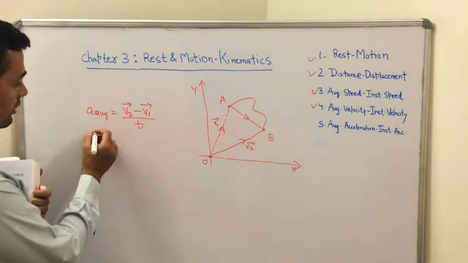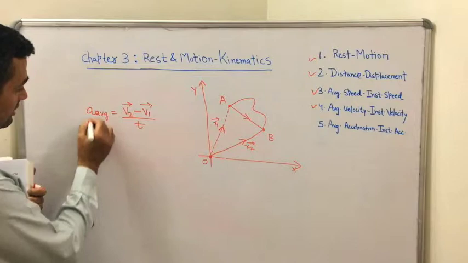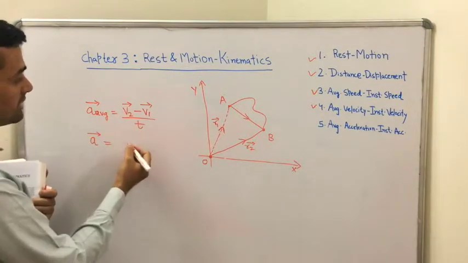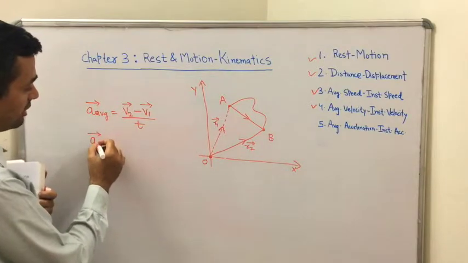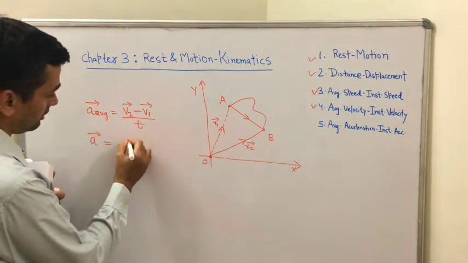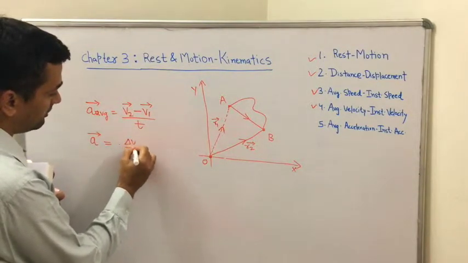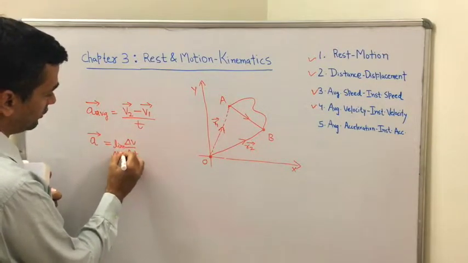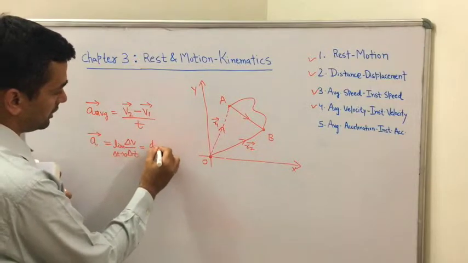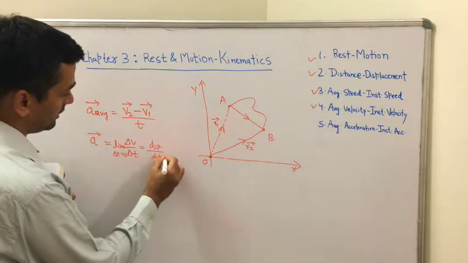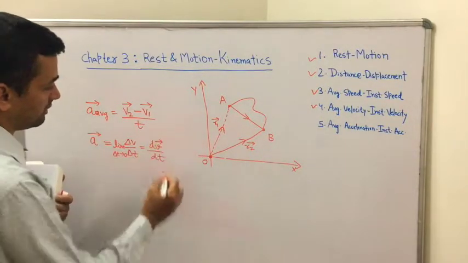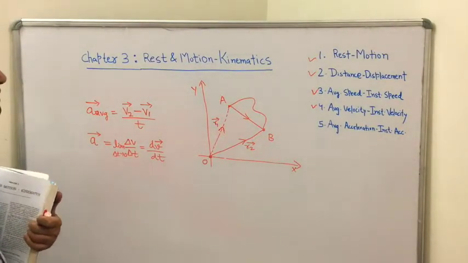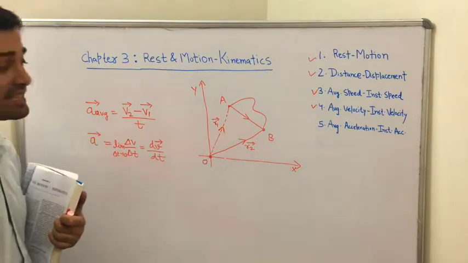And what is instantaneous acceleration? We denote it by a, and it is also a vector quantity. Instantaneous acceleration will be del V by del T with the limit del T going towards 0. This becomes dV by dt. So this is average acceleration and instantaneous acceleration.